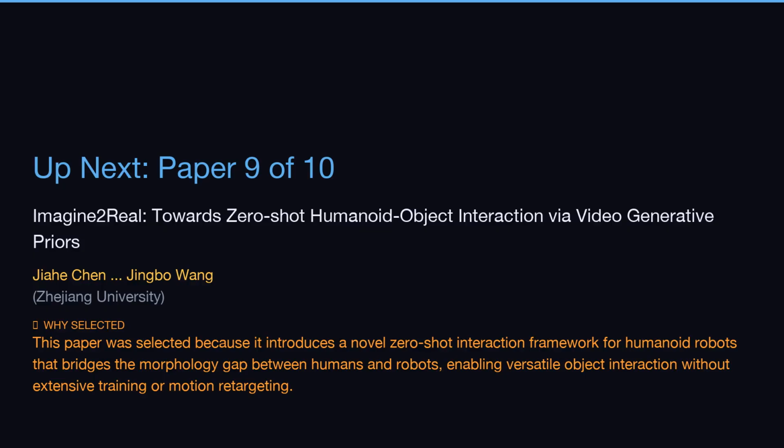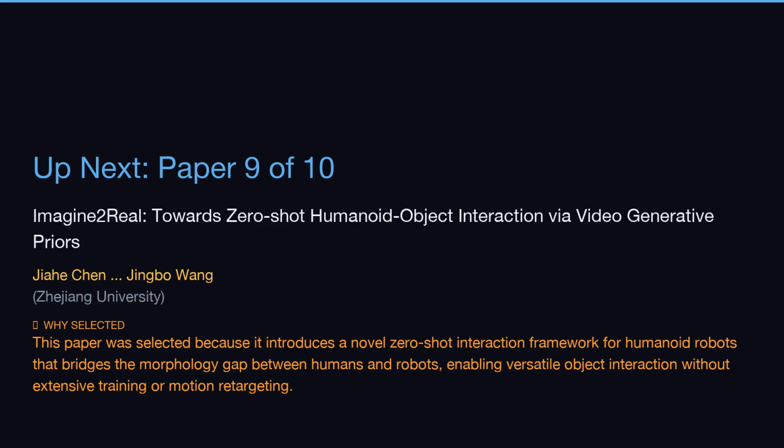Up next, our 9th paper out of 10, Imagine2Real: Towards Zero-Shot Humanoid Object Interaction via Video Generative Priors by Jiahe Chen and Jingbo Wang from Zhejiang University. This paper was selected because it introduces a novel zero-shot interaction framework for humanoid robots that bridges the morphology gap between humans and robots, enabling versatile object interaction without extensive training or motion retargeting.